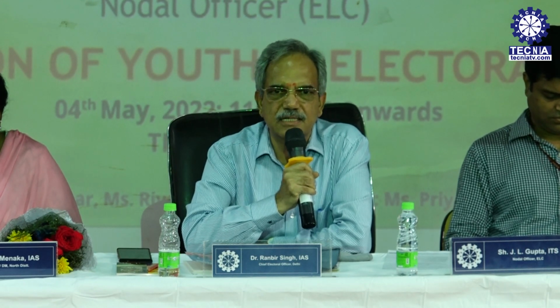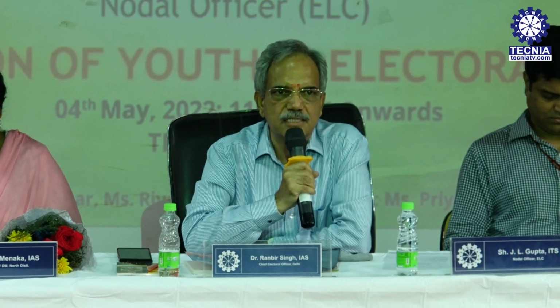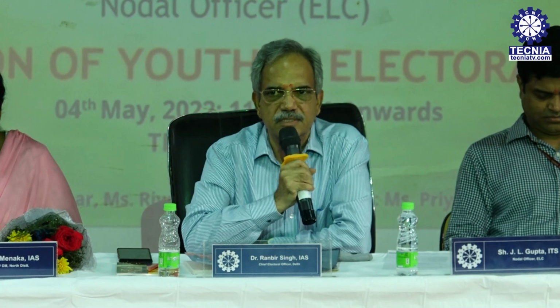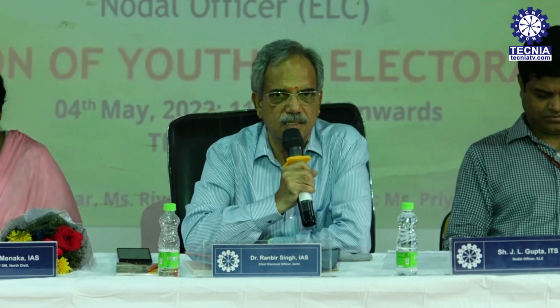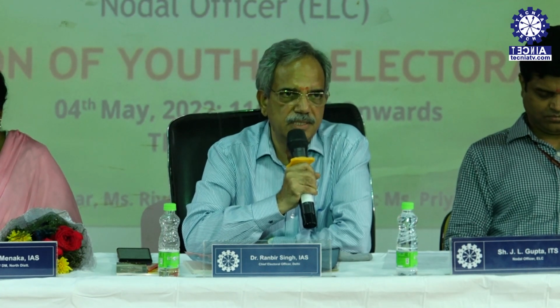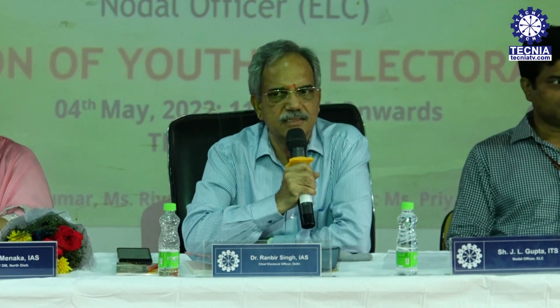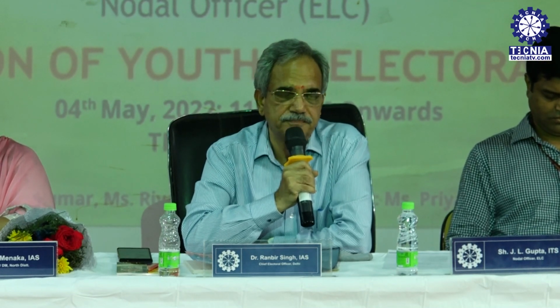You can also check the name by sending an SMS. You can send an SMS to 1950 and write ECI space and your voter ID number, and send it to 1950. You will then get a return message giving the details of your particular record in the voter list. And if your name is not there, then you will get a message accordingly. You can also send a message to another number, but it's better that you remember just 1950, and the syntax is ECI space voter ID number.